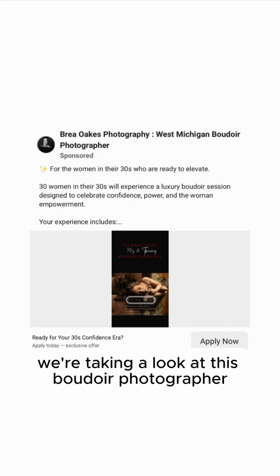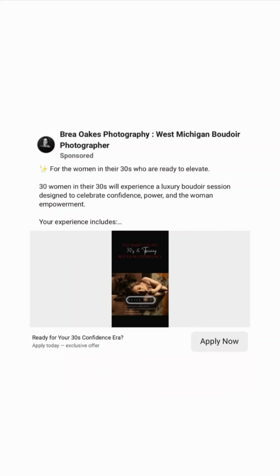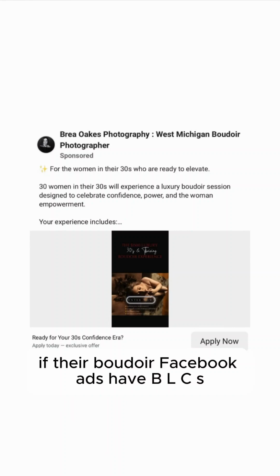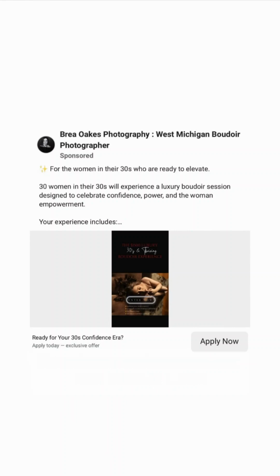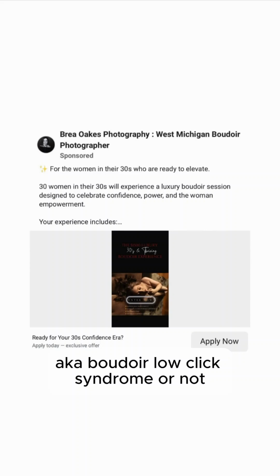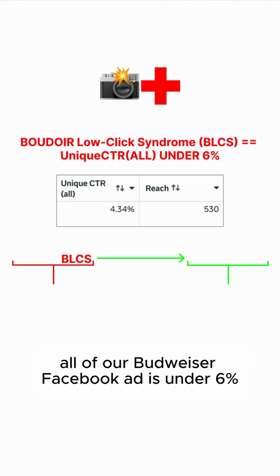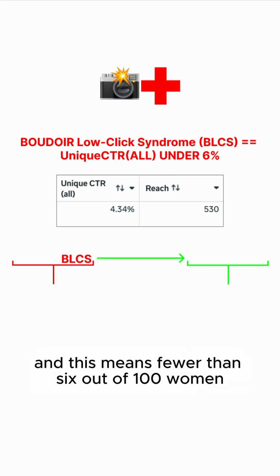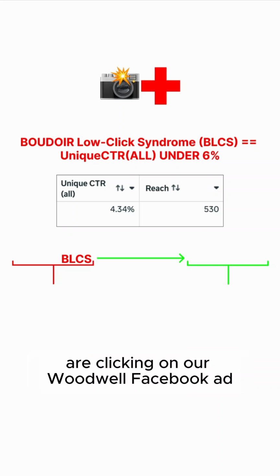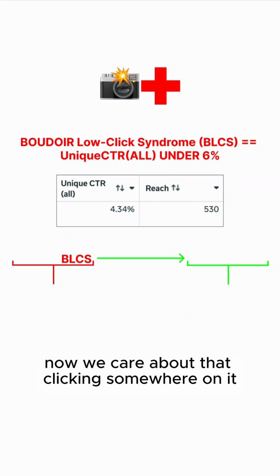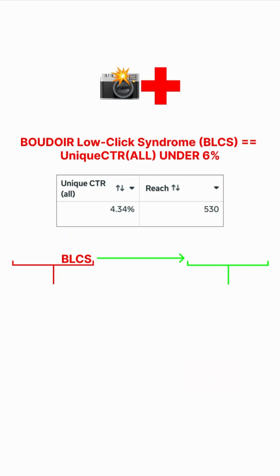All right, y'all, we're taking a look at this boudoir photographer, and we're going to diagnose if their boudoir Facebook ads have BLCS, aka boudoir low click syndrome, or not. BLCS is when the unique CTR on our boudoir Facebook ad is under 6%. This means fewer than 6 out of 100 women are clicking on our boudoir Facebook ad. And we care about them clicking somewhere on it.